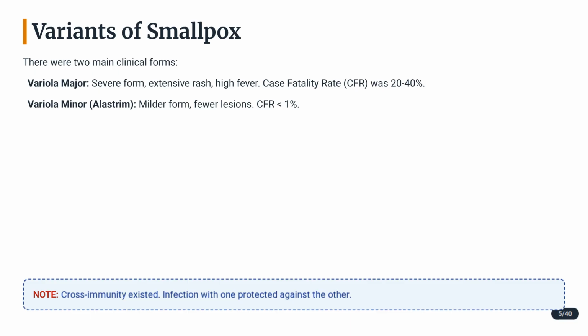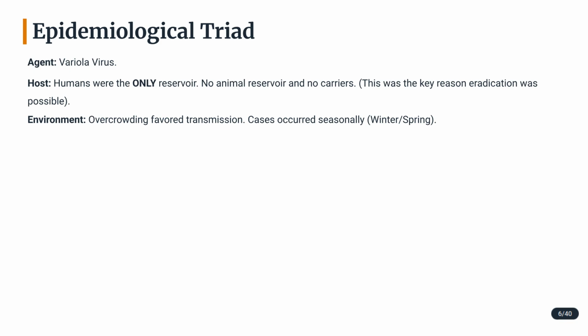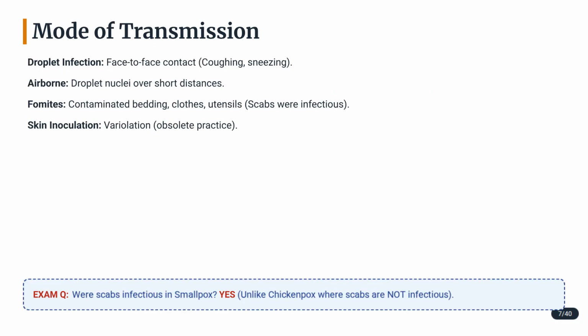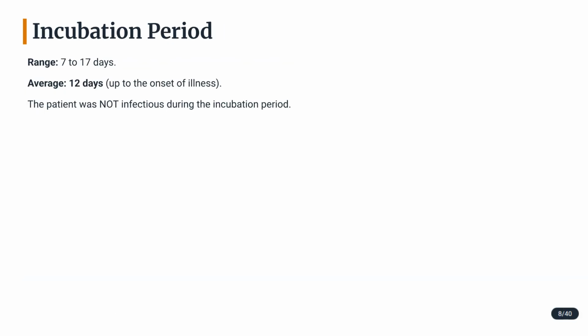Overcrowding favored transmission. Transmission occurred primarily through droplet infection from face-to-face contact, airborne droplet nuclei, and fomites like contaminated clothing. Scabs were infectious. The incubation period ranged from 7 to 17 days, with an average of 12 days until the onset of illness. The patient was not infectious during this period. Communicability began from the development of the first lesion in the mouth or throat and lasted until the last scab fell off, usually spanning 3 to 4 weeks.